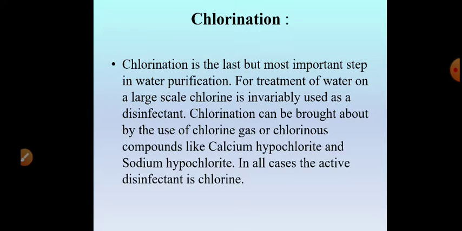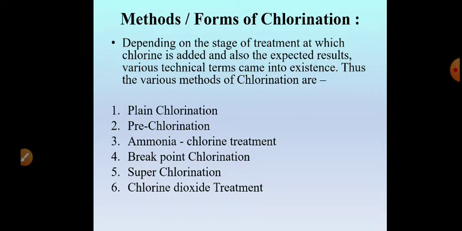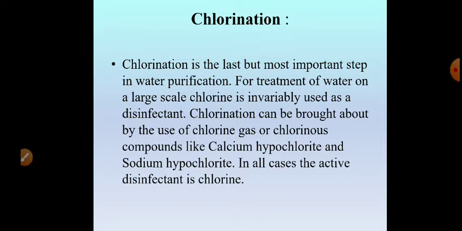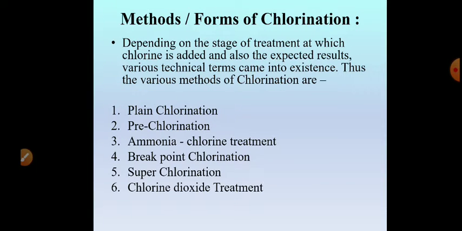What is that? Chlorination. Chlorination is the last and important step as far as water purification is considered. So for treatment of water on a large scale, chlorine is used as a disinfectant. Chlorination can be brought about by the use of either chlorine gas or chlorine compounds like calcium hypochlorite and sodium hypochlorite. Any chemical you use, the active disinfectant is chlorine. So chlorination is the most and invariably used method of disinfection of water.